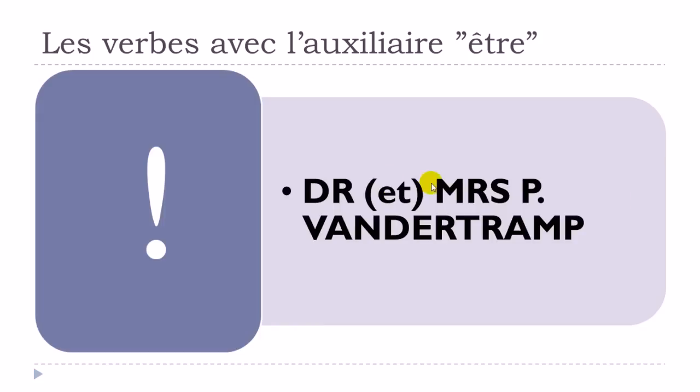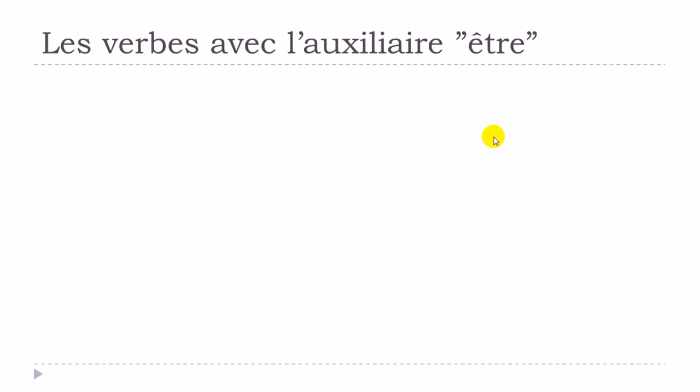It's called Dr. and Mrs. P. Van der Tramp. It's a technique that apparently is used in English-speaking countries. We'll see that it can be quite useful. I'm not really sure if it's working for everyone, but still, it's one technique. The idea is that you try to remember these names, and each letter will represent one verb that will require this auxiliaire être. So let's start now.